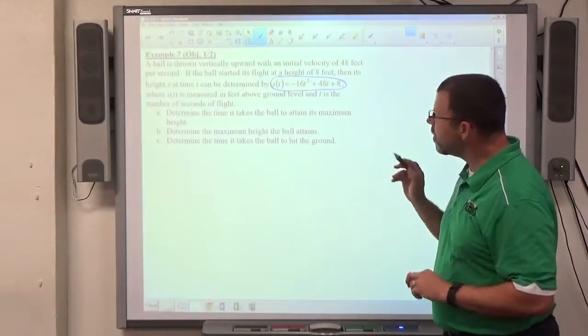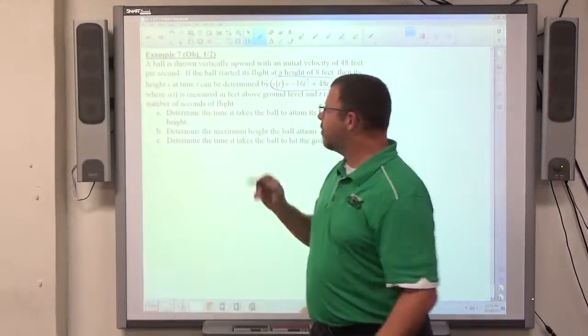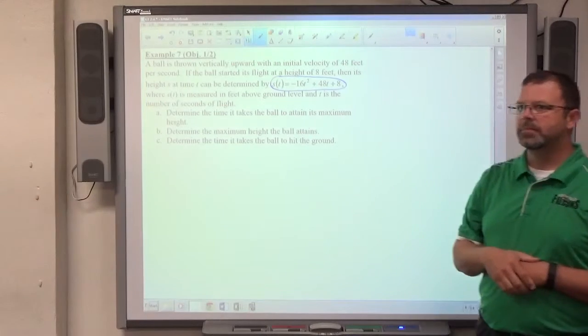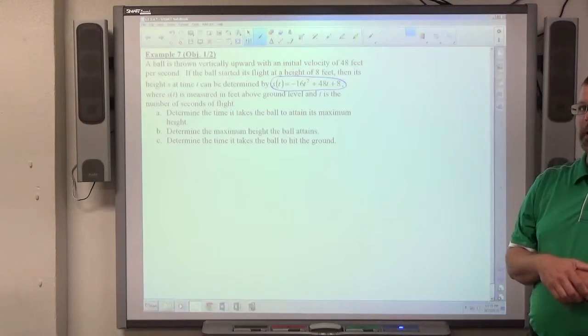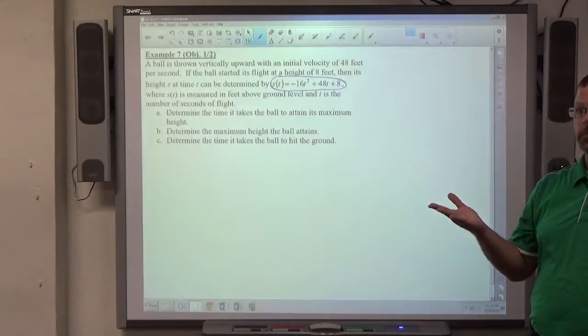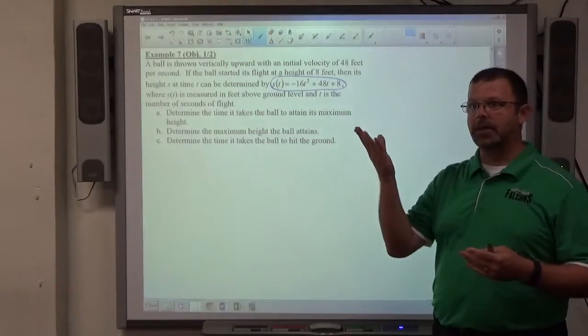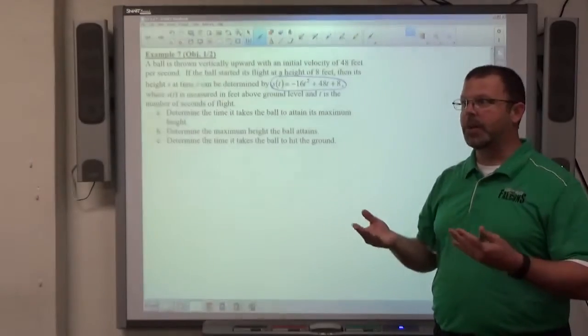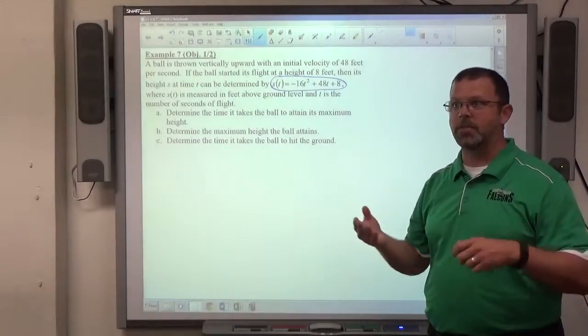So, first off, think about a ball being thrown in the air. What happens to the ball when it hits its highest point? It stops. All right? Okay? It hits its maximum height, it stops. So if we know it stops, then we've got its maximum height.